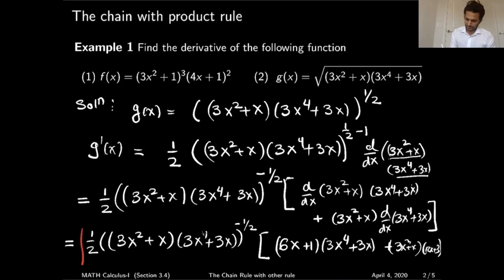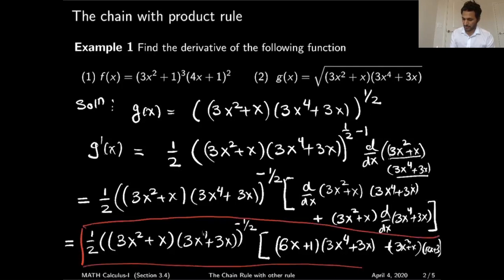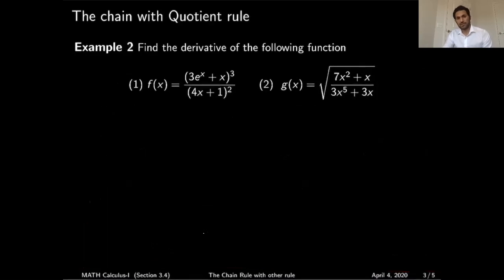I hope this is helpful, seeing the two different approaches, when you have to use the product rule first or when you have to use the chain rule. In our next slide, we will learn how to use the quotient rule with the chain rule, or how to use the chain rule with the quotient rule. In the very first example, we will use quotient first and then chain. And in the second example, we will use the chain first and then quotient.